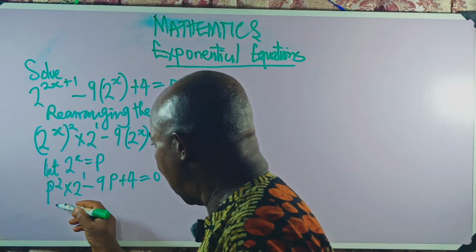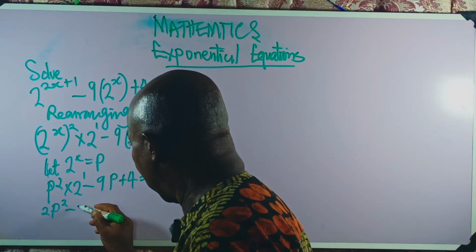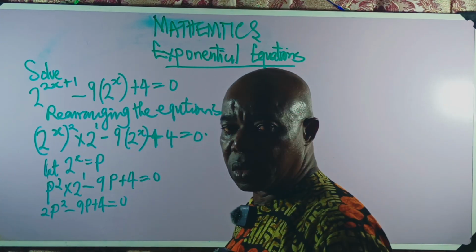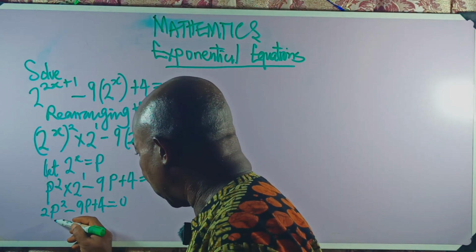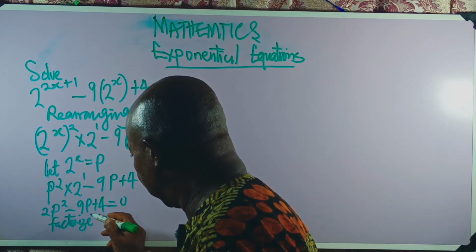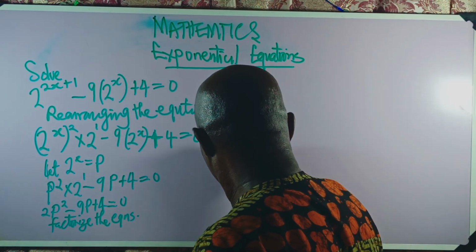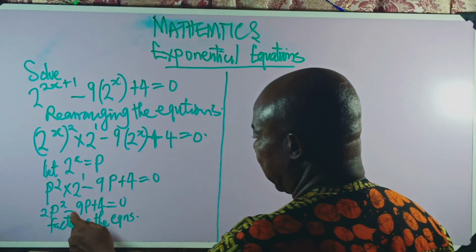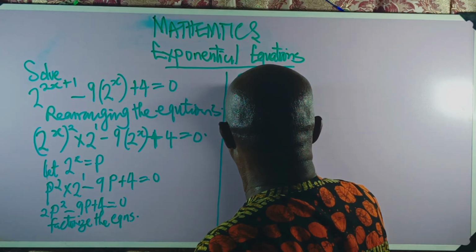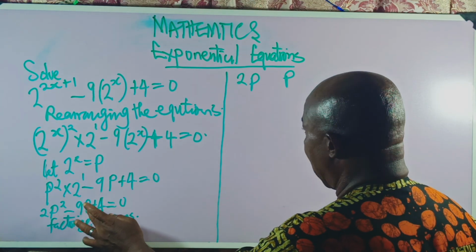So in this case, I will have 2p squared minus 9p plus 4 is equals to 0. When I get to this place, I will factorize this expression. Here I have 2p squared, so if I factorize this, I will have 2p and then p. Then in this case, I have 9p.